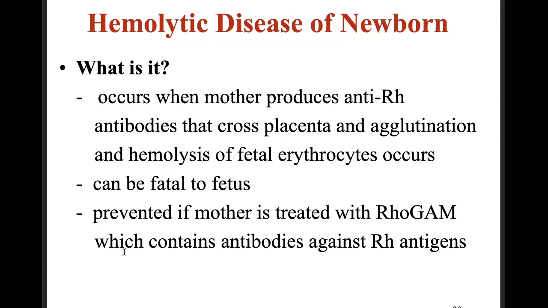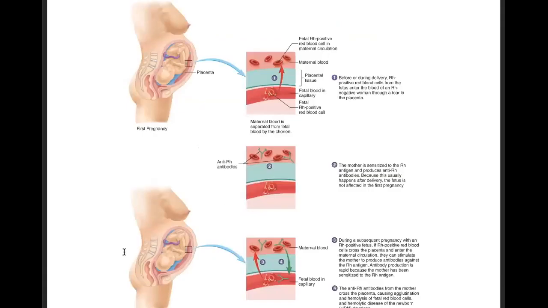It is prevented if the mother is treated with RhoGAM. Okay, remember that medicine, RhoGAM, which contains antibodies against your RH antigens. Okay, so this is the illustration of a mother and a baby who have opposite RH.